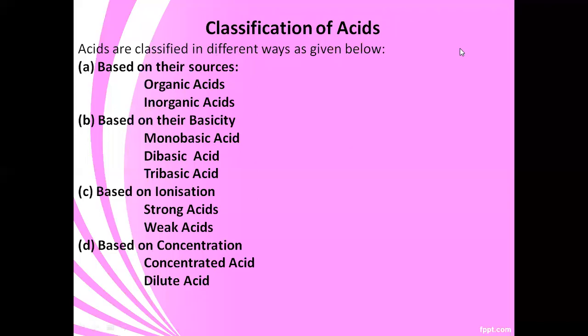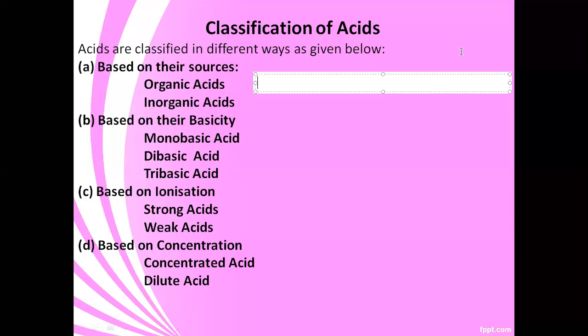Now let us see about the classification of acids. The acid is classified in different ways. The first one is based on their sources. So the acid is classified by their sources, their basicity, their ionization and their concentrations. Based on their sources, the acid is classified into organic acid and inorganic acid.